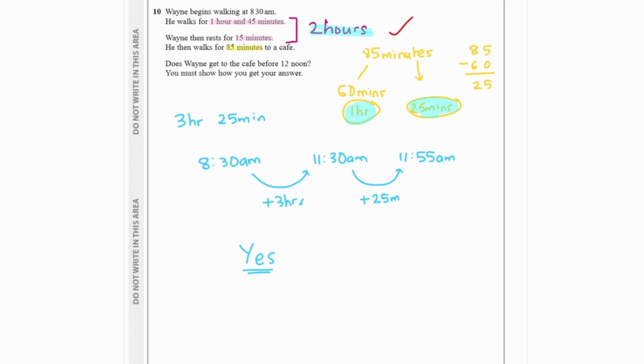The first mark would be given for correctly adding the times. The second mark for recognizing that 85 minutes can be partitioned into a whole hour and 25 minutes. A third mark for adding the times on correctly and getting 11:55 as the time of arrival to the cafe. And a final mark for stating that he does get to the cafe before 12 noon.